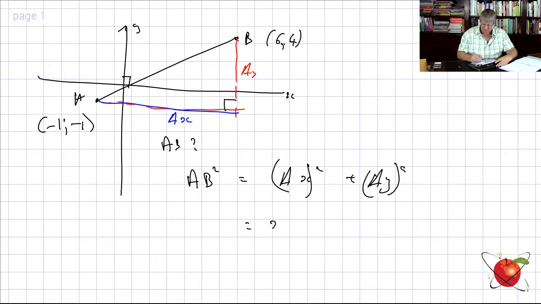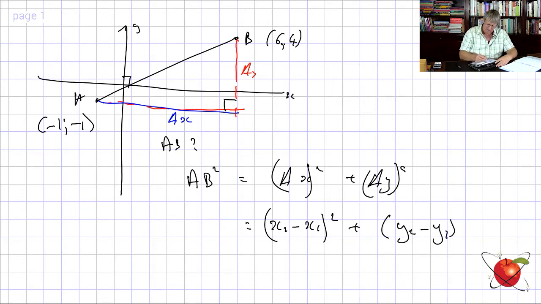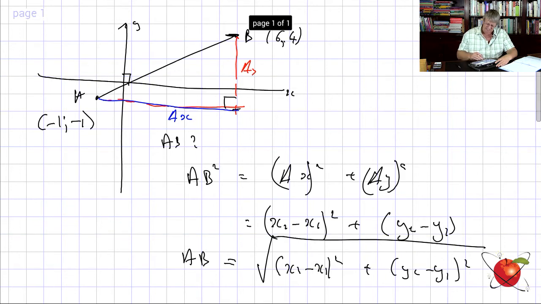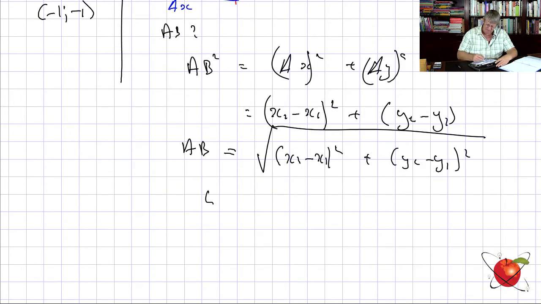Okay, well, what is delta X? Well, delta X is going to be X2 minus X1, isn't it? Squared plus Y2 minus Y1 squared. It's this height here, that height there. Correct? And if that's a minus, it's going to be additive. And therefore AB is going to be equal to the square root of (X2 minus X1) squared plus (Y2 minus Y1) squared. That is called the length formula.